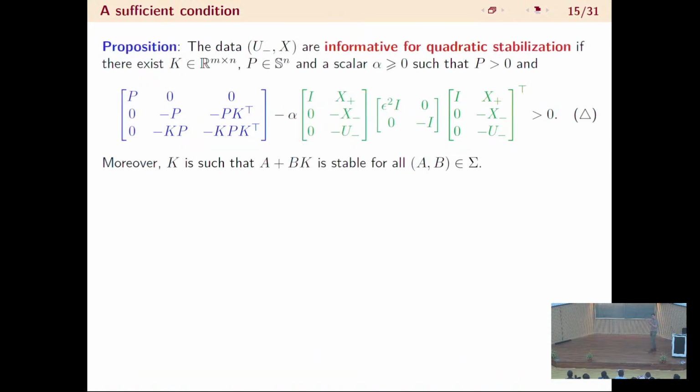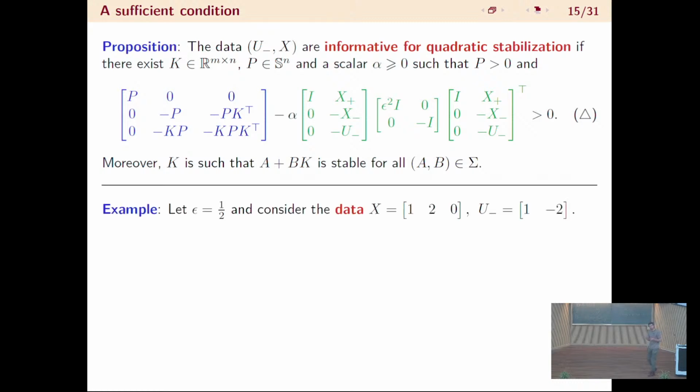Yeah, so to summarize the result that we obtained then, I formulate this proposition. What we've just proven on the previous slide and on the board is that the data are informative for quadratic stabilization if there exist matrices K, P, and a scalar alpha, such that P is positive definite, and this matrix inequality holds over here. Moreover, in that case, if you have a solution P, K, and alpha to this matrix inequality, then in fact this matrix K stabilizes all systems consistent with the data, because the Lyapunov inequality holds for all systems consistent with the data.